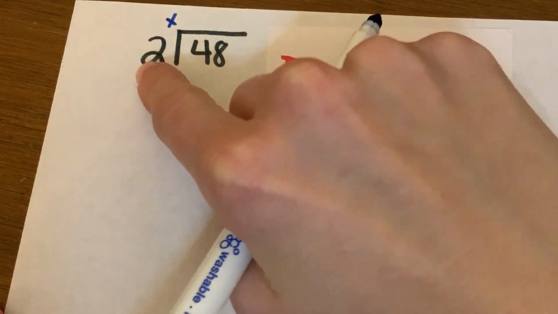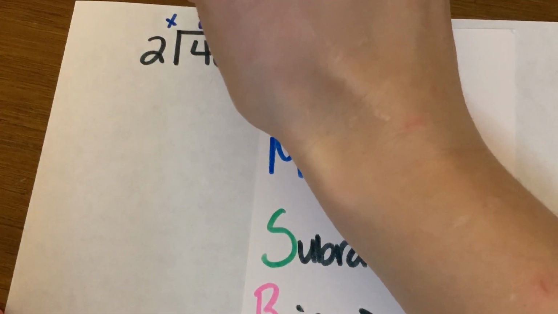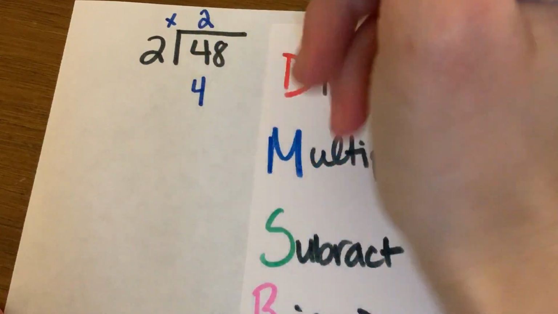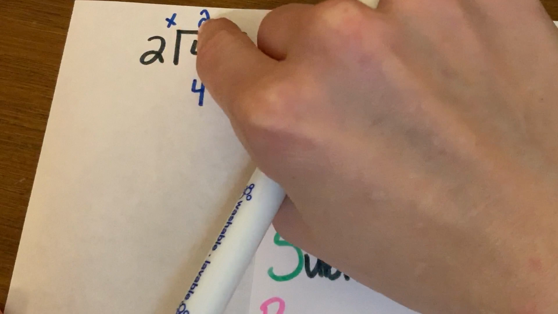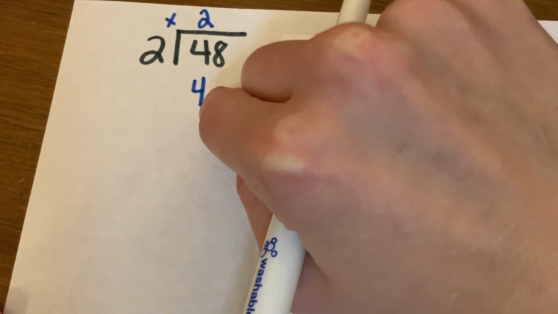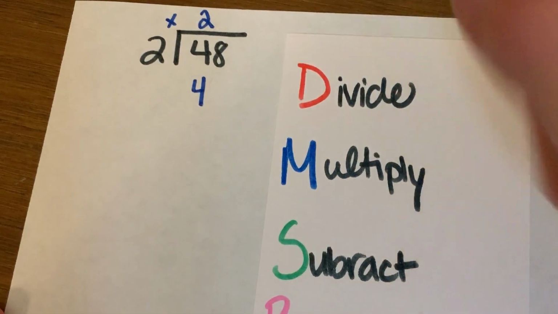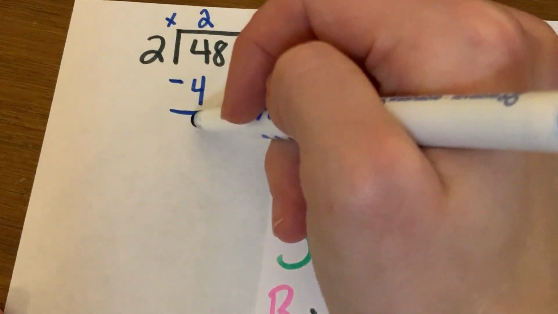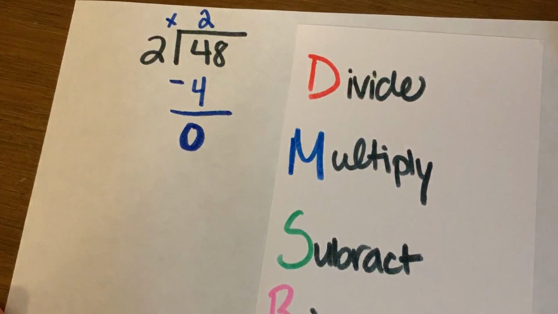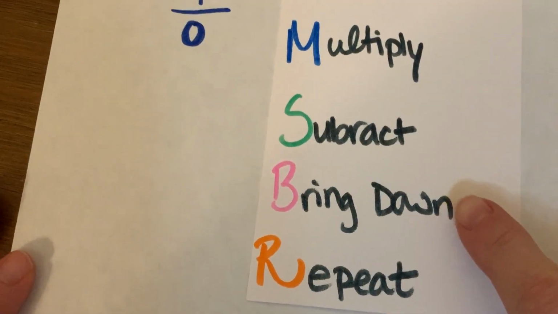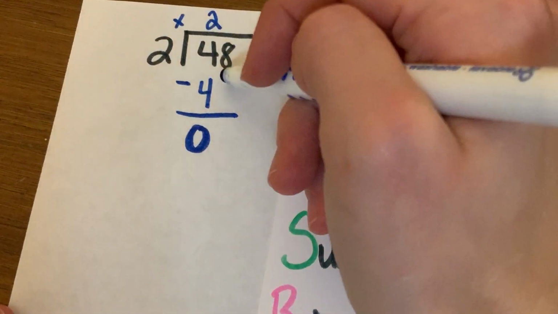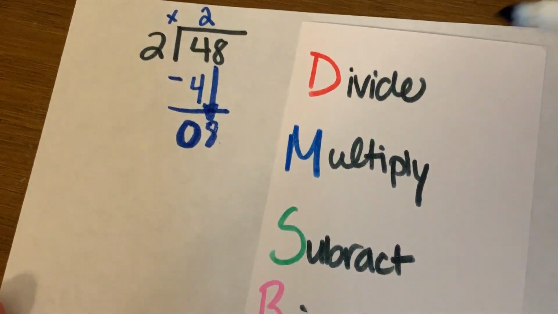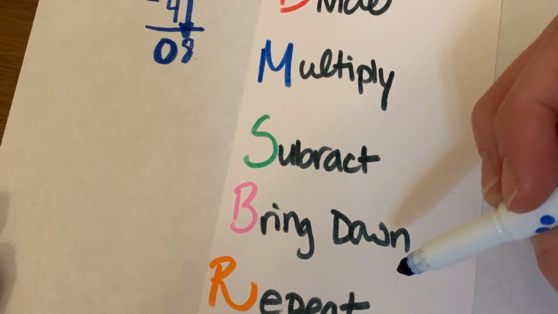So it's going to be 2 times 2. All right, and that gives us 4. We write the number that this equals right here underneath. Then we go ahead and subtract it. 4 take away 4 is 0. Then we bring it down, bring down the next number. We have an 8, and then we repeat the process.